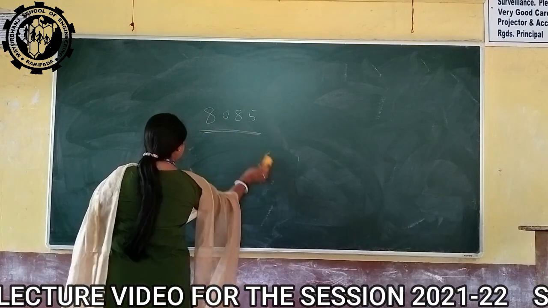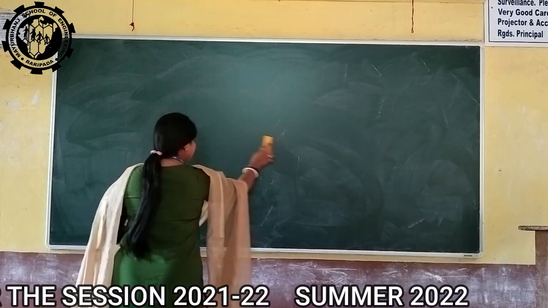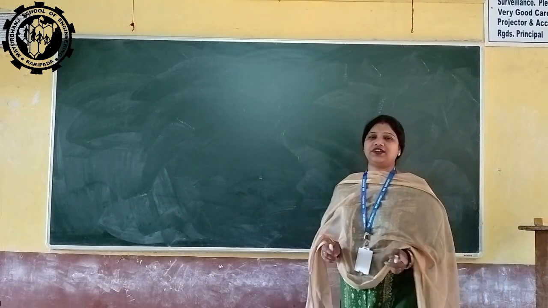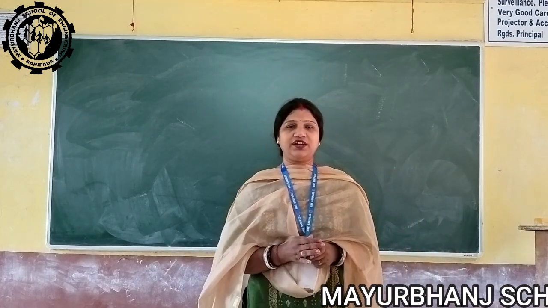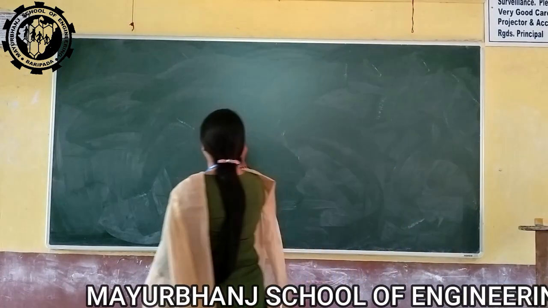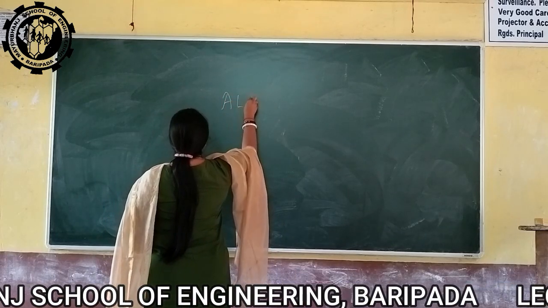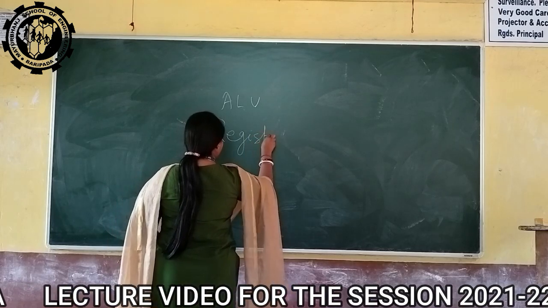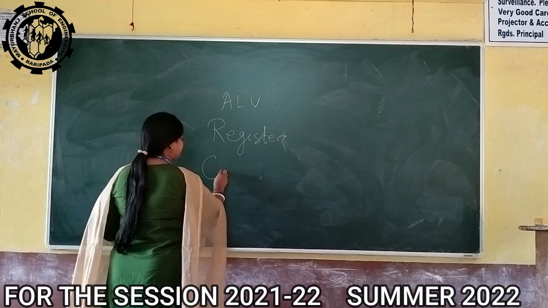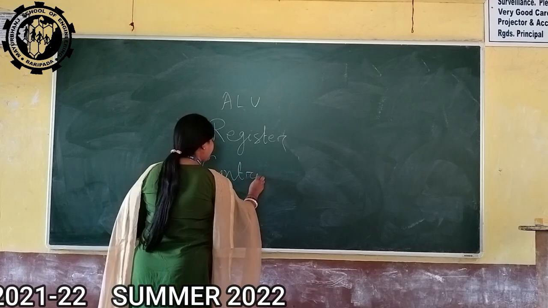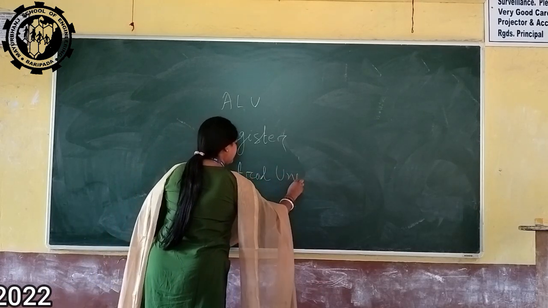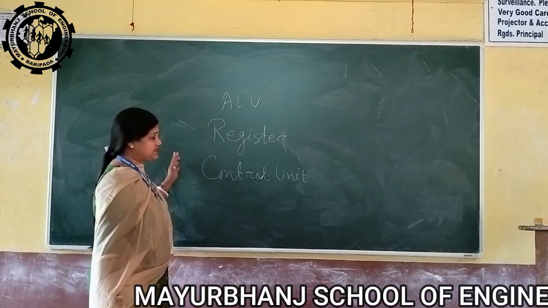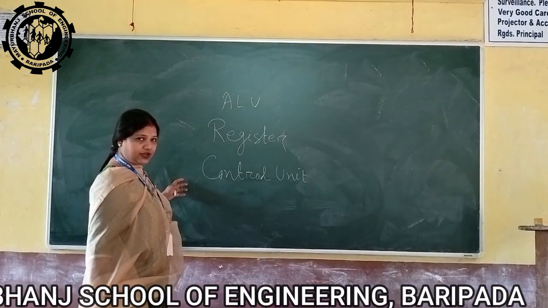Then we are going to the architecture of 8085, meaning we are looking at the layout of 8085. When we come to the layout of 8085, the whole architecture is divided into 3 main parts, that is ALU, register and control unit.